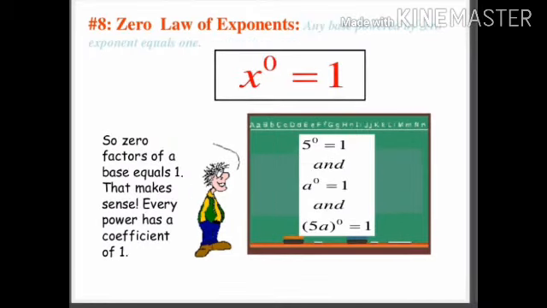Next law, zero law of exponent. Any base raised to the exponent 0 is equal to 1. That is, x power 0 is equal to 1. For example, 5 power 0 is equal to 1, a power 0 is equal to 1, and 5a whole power 0 is also 1.